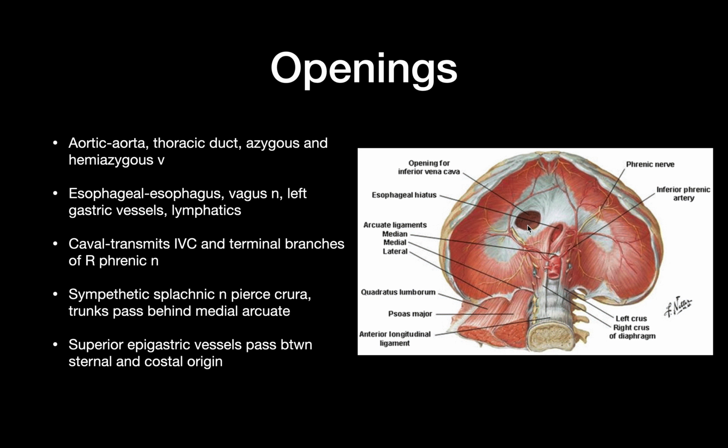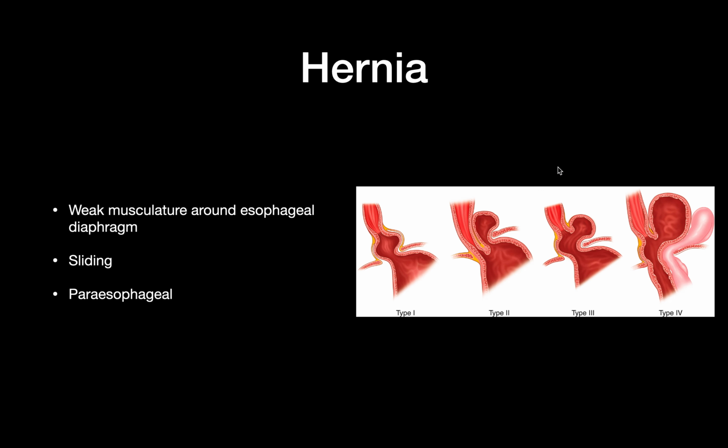The sympathetic splanchnic nerve will pierce the crura, and the trunks will pass behind the medial arcuate. So back here's the medial arcuate. And then the superior epigastric vessels will pass between the sternal and the costal origin, so right around here. So there's several hernias we need to consider.